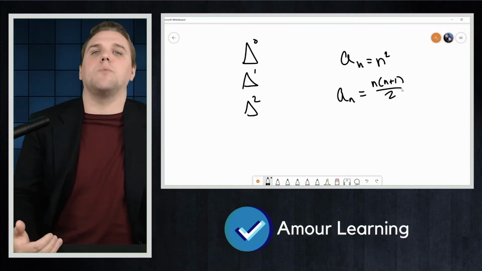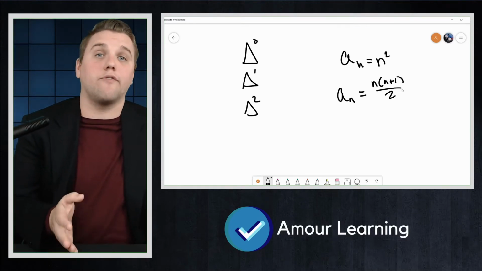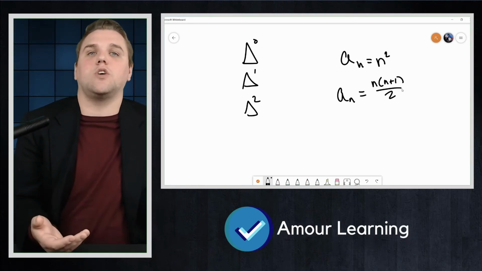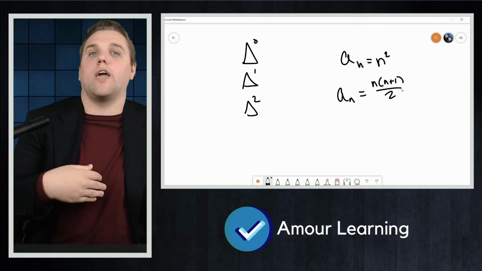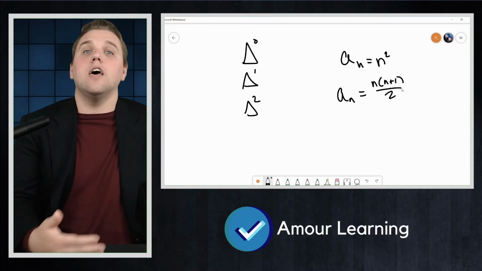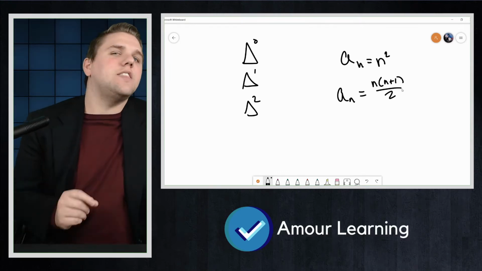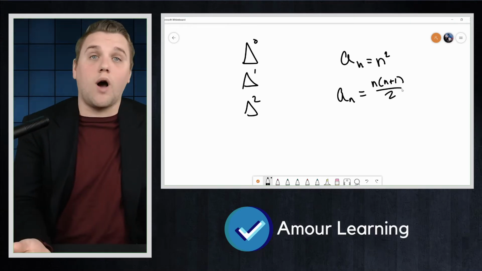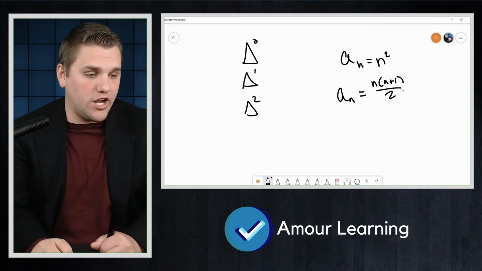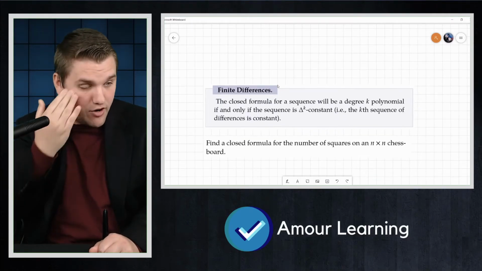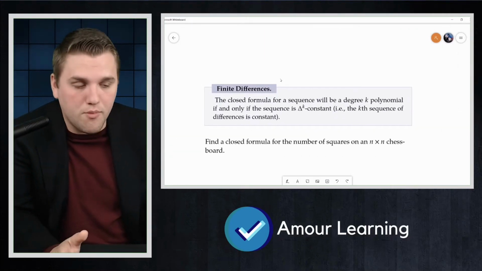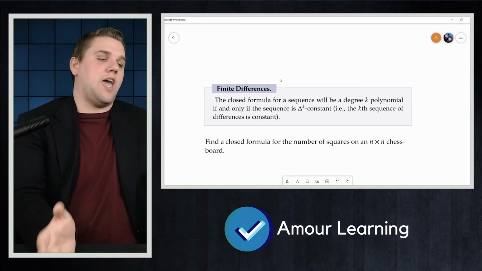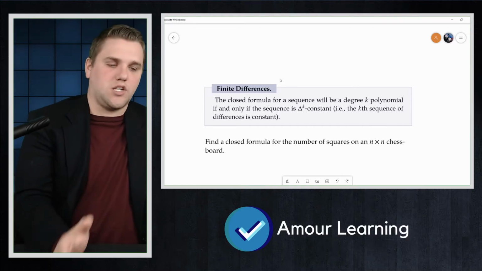The sequence of differences between terms tells us something about the rate of growth of the sequence. If a sequence is growing at a constant rate, then the formula for the sequence will be linear. If the sequence is growing at a rate which itself is growing at a constant rate, then the formula is quadratic. You've seen this elsewhere. If a function has a constant second derivative, then the function must be quadratic. This actually works in general. The closed formula for a sequence will be a degree k polynomial if and only if the sequence is delta k constant, meaning that the k-th sequence of differences is constant.